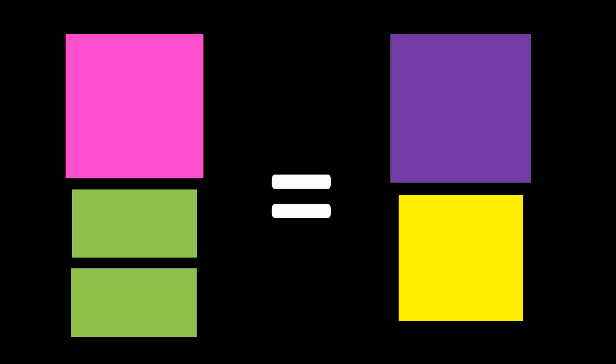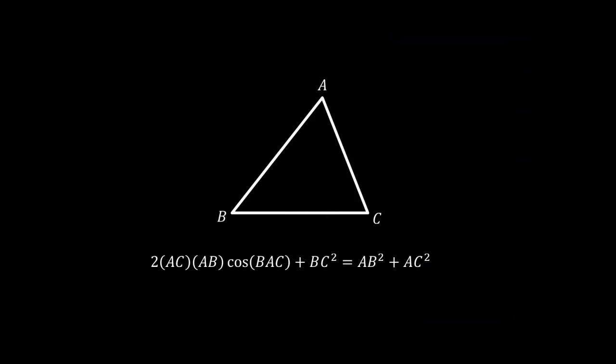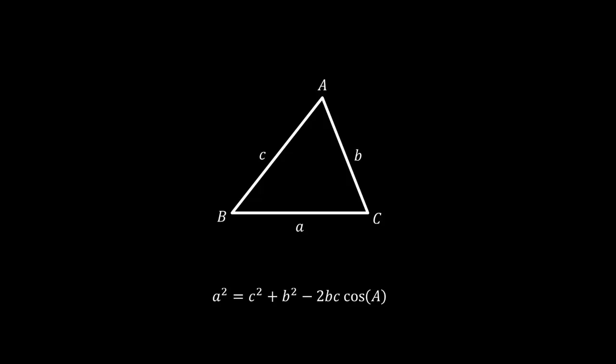Remember our geometric statement was that the area of the pink square plus two light green rectangles equals the area of the purple square plus the yellow square. So our equation is just a notation for writing that. We can convert it to the common notation to find that 2bc cos A plus a squared equals c squared plus b squared. It only takes elementary algebra to notice that this is equivalent to our original statement, a squared equals b squared plus c squared minus 2bc cos A.